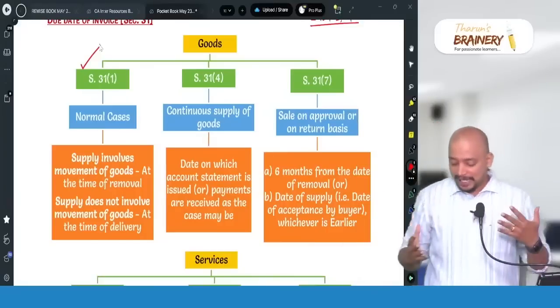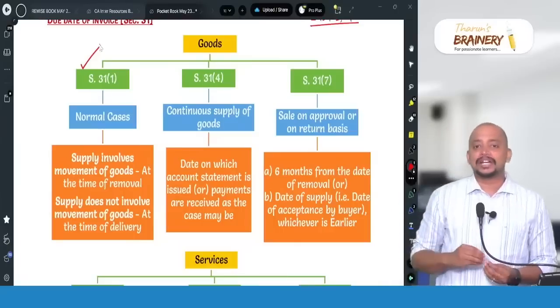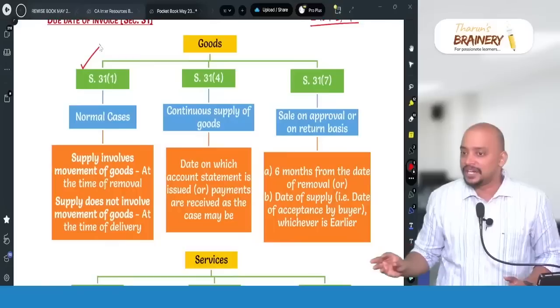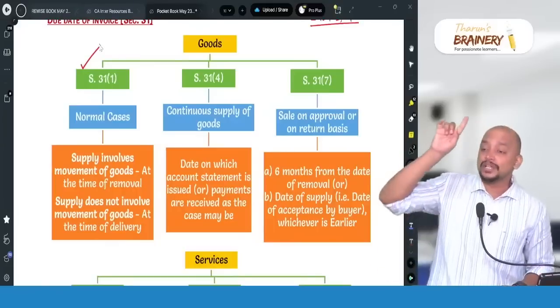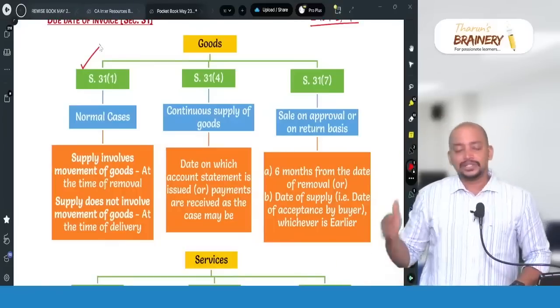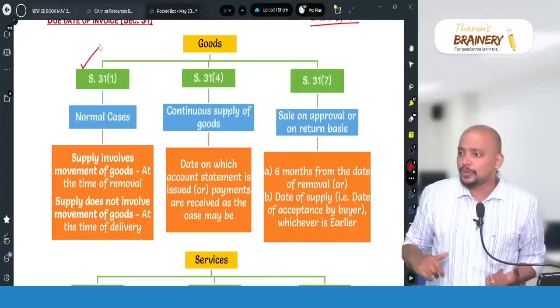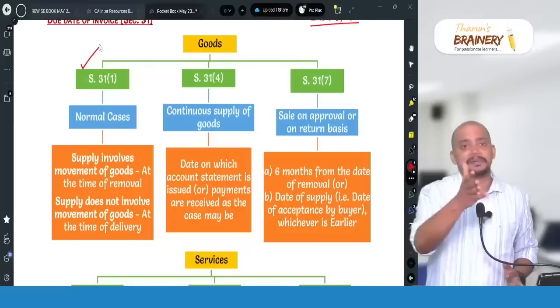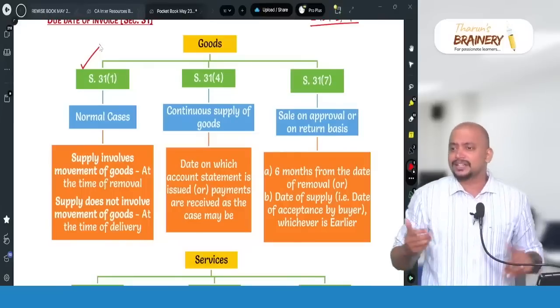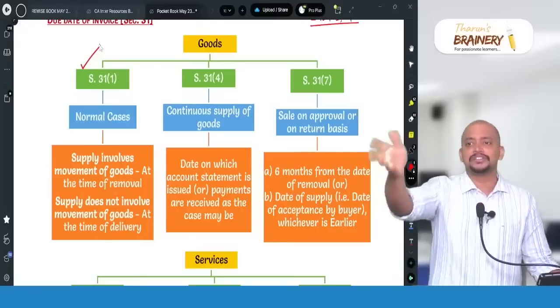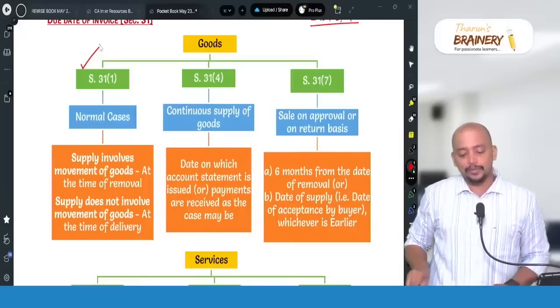For example, you place an order on Amazon and the product is packed on 15th January and you receive it on 20th January. Therefore, they have to raise the invoice by 15th January. In case of door delivery contracts, we take it as supply involving movement of goods. But when you go to the supermarket and purchase a product, that is a supply that does not involve movement of goods. So at the time of delivery of the goods, they need to give you the invoice. So at the time of delivery.